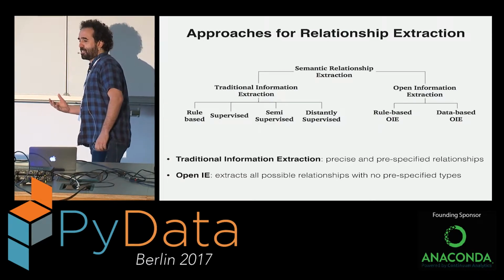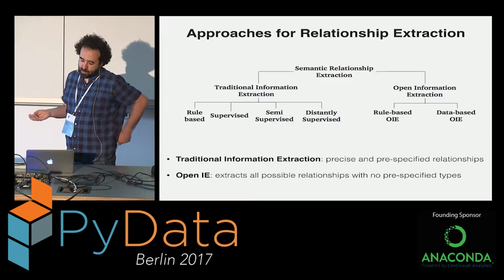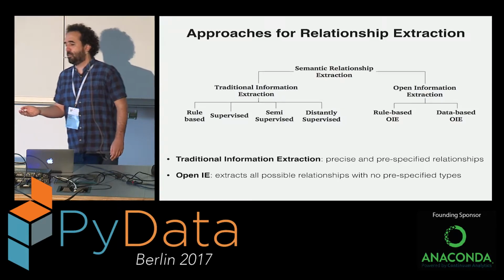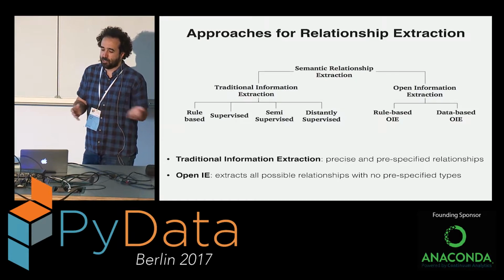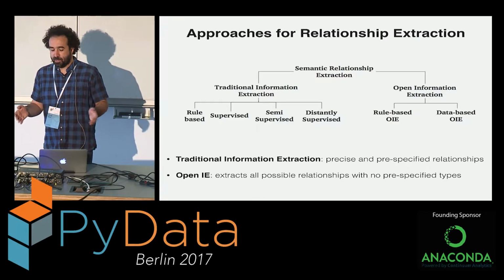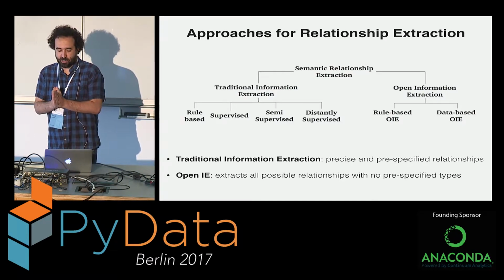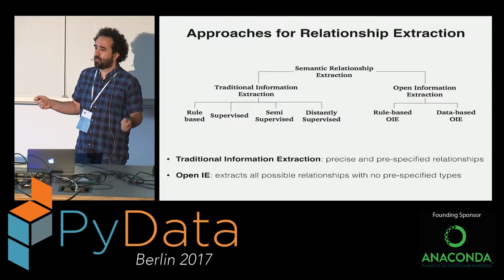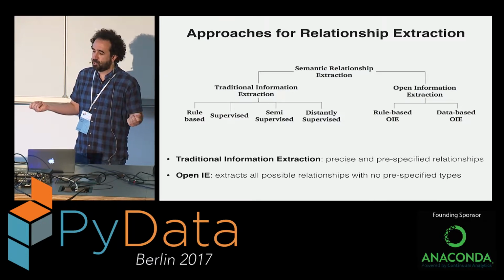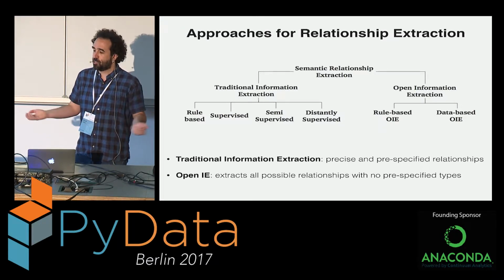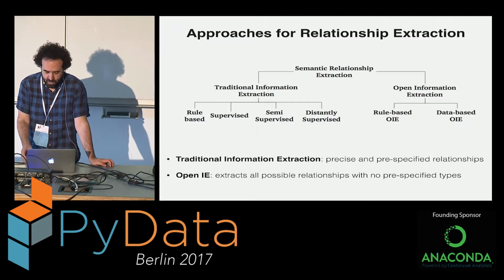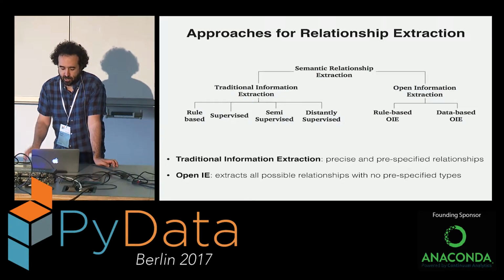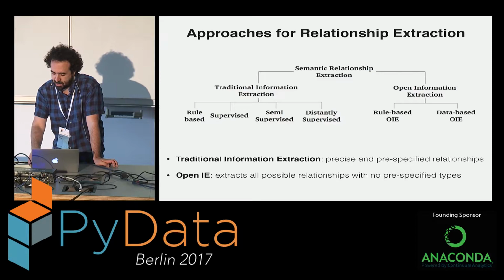So this is a kind of taxonomy of the methods that you have for relationship extraction. There are two main branches for extracting semantic relationships. You have the traditional one and you have the open one. The big difference is that in the traditional one, you extract specified types of relationships, whereas in open information extraction, you just extract all possible relationships, whether they are valid or not, from a large collection of documents. Open information extraction started around 2007, 2008. The other methods already existed, the traditional ones for a much longer time.